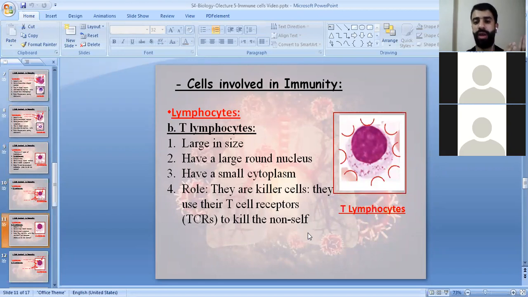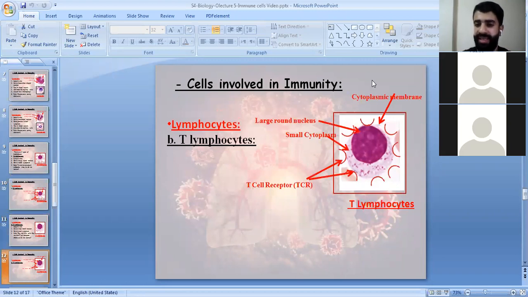But the difference is in the role of the T lymphocytes: they are killer cells. They use these receptors, called T cell receptors, the receptors of the T lymphocytes, to kill the non-self. They attach to the non-self and kill it using their TCR. That's why they are called killer cells.